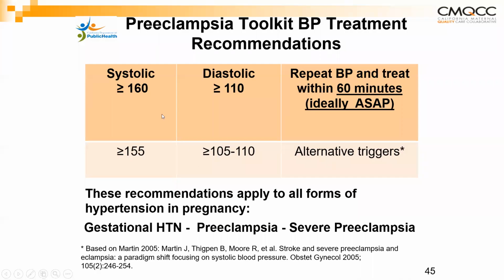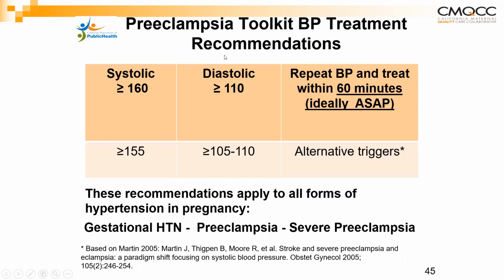So in the CMQCC toolkit, they have a preeclampsia toolkit, and they're looking at when our blood pressures need to be treated. In my career, I've seen the development of these bedside evaluations and specific treatments that have become kind of universal, which is evidence-based practice coming directly to the bedside.